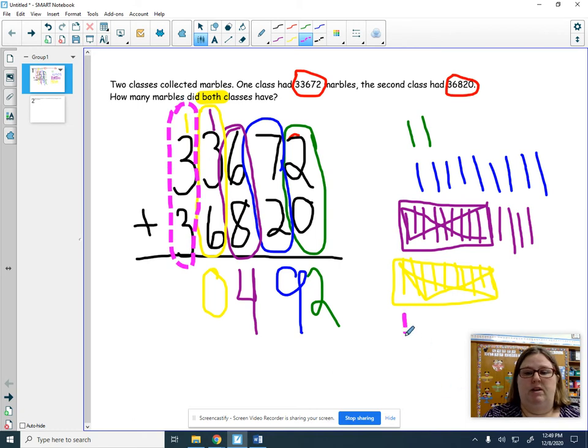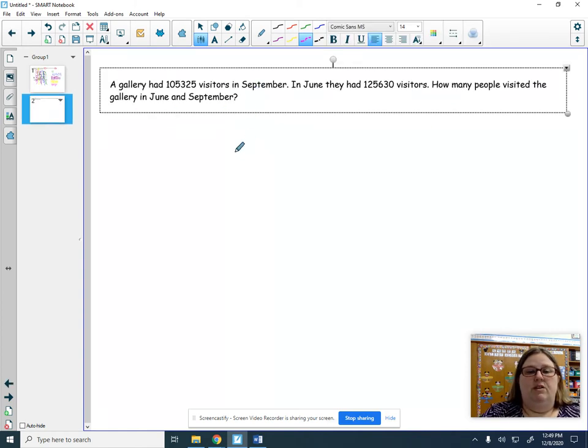All right, my final number for this one, my 10,000s place. So I start with my 1 on top, then I have 3, 2, 3, then I have 3 again, 1, 2, 3. So let's count them up. 1, 2, 3, 4, 5, 6, 7. So our answer is 70,492.